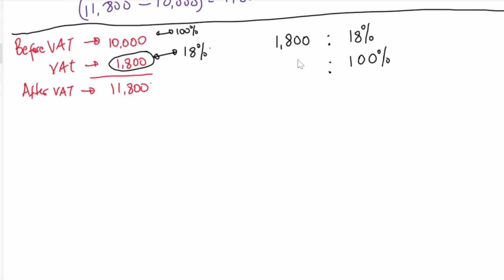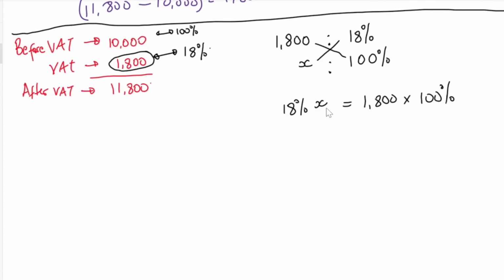I do not know it, so let me give it an unknown, x. After presenting my figures like that in a ratio, the percentages on one side and the figures I want on the other, I'm going to cross multiply. So x times 18%, which is 18% of x, is going to be equal to 1,800 times 100%, like that.